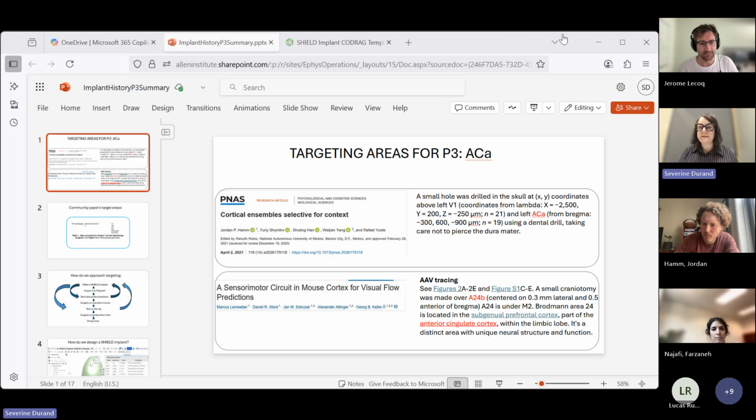Okay, one second. Do you see my window here, targeting area? Yeah, we do. Okay, I'm gonna share at full screen.